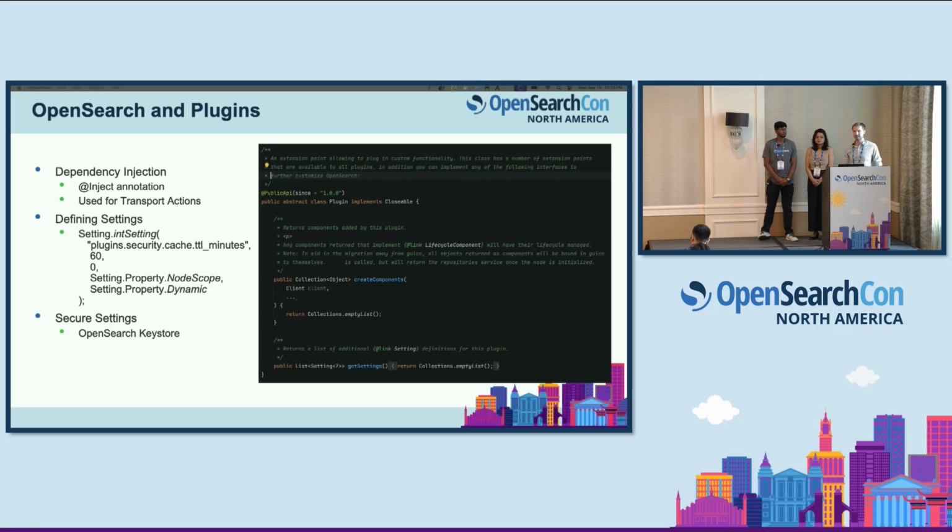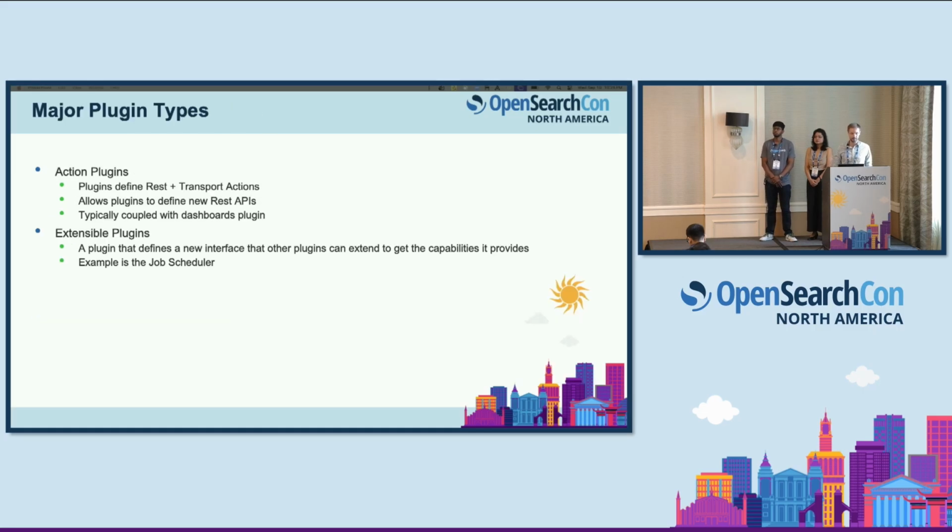Now, some settings could be considered secret values, for instance, passwords, things like that. You might not want to include them in your opensearch.yaml file. OpenSearch does have a notion of secure settings, which uses the OpenSearch keystore, which has the data encrypted there, but can be read by the OpenSearch process. And so you don't need to store those necessarily within the opensearch.yaml file.